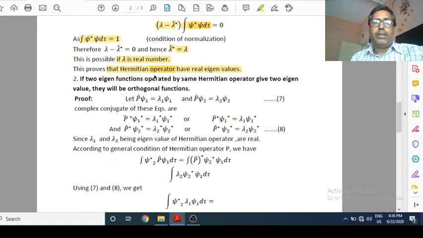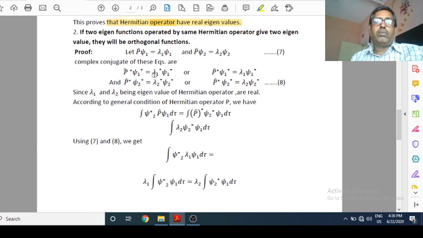Now, this was property number 1. Now we are going to discuss property number 2. If two eigenfunctions operated on by the same Hermitian operator give two different eigenvalues, they will be orthogonal functions. So this is the statement of the property, and now we are going to prove it. So how to prove this?